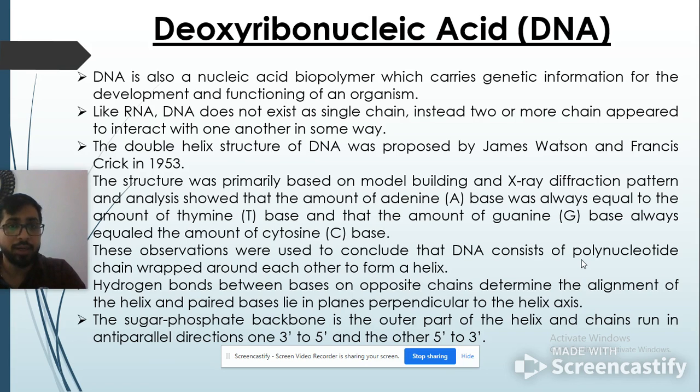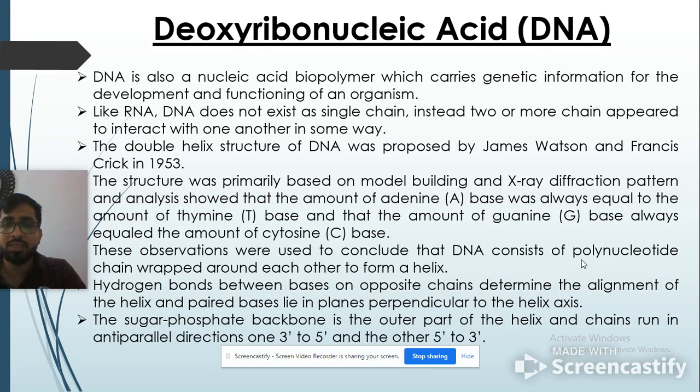Like RNA, DNA does not exist as a single chain. Instead, two or more chains appear to interact with one another in the same way, and it forms a helical structure. The double helix structure of DNA was proposed by James Watson and Francis Crick in 1953, and the structure was primarily based on model building by these two people and the X-ray diffraction pattern of the molecule.